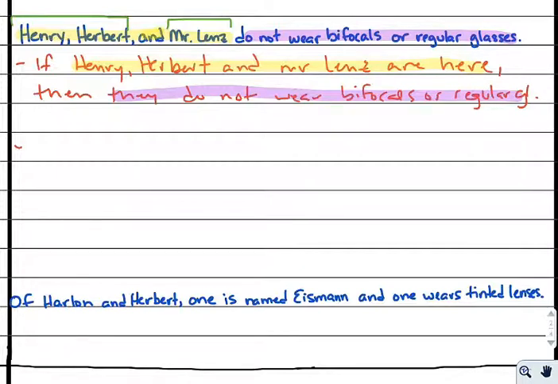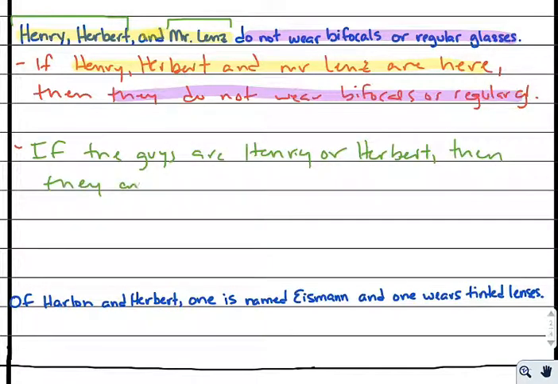So one could totally say, if the guys, that's guys, G-U-Y-S, are Henry and Herbert, then they can't be Mr. Lenz. So again, we have this incompatibility of first name and last name. And again, incompatibilities are another way to look for conditional statements.